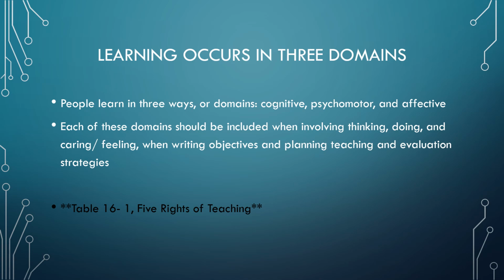So, people learn in 3 ways or domains: the cognitive, the psychomotor, and the affective. So each of these domains should be included when involving thinking, doing, and caring and feeling, when writing objectives and planning teaching and evaluation strategies.